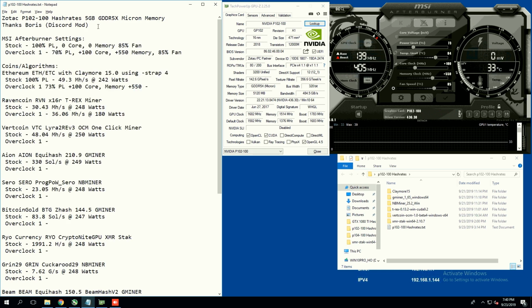And I want to thank Boris, one of my Discord mods, for letting me remote into his rig here and test out this card specifically. I've never played around with a P102, so this is going to be pretty fun, but I've already gone ahead and got the stock hash rates, as you guys can see.